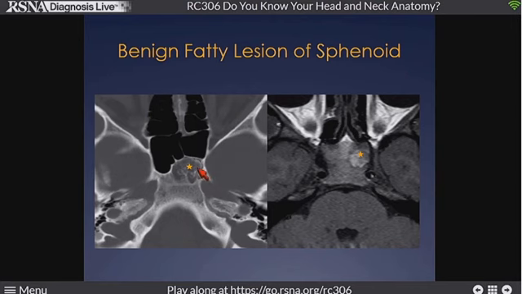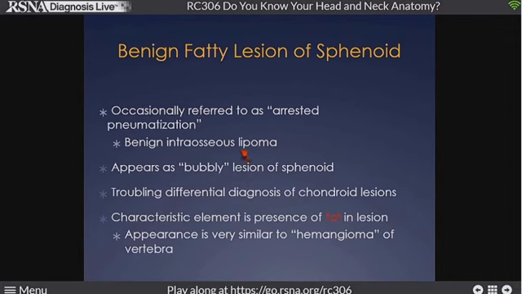This lesion looks kind of like a bubbly lesion of the basisphenoid. But note on the MR examination there is fat within it, and that fat's actually very important for me. You can look at the bone windows, you might be able to make that call just on your CT examination, but I find MR to be essentially a confirmatory examination. This has been described as the benign fatty lesion of the sphenoid. Some people call it arrested pneumatization of the sphenoid. So it's essentially an intraosseous lipoma. It's this maldevelopmental lesion with arcs and whorls of calcification, but that presence of fat really makes the diagnosis. The appearance here is very similar to what people occasionally call hemangioma of vertebral bodies.